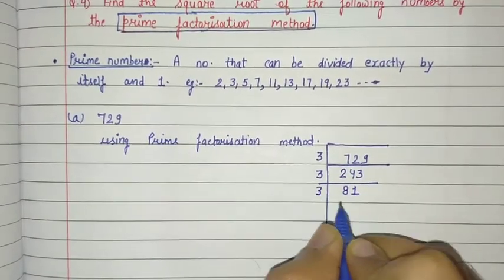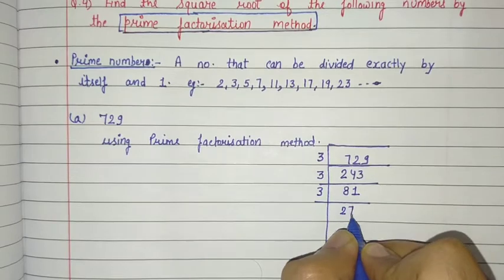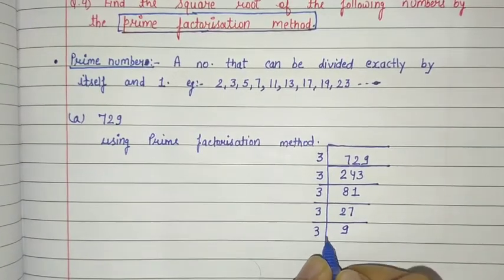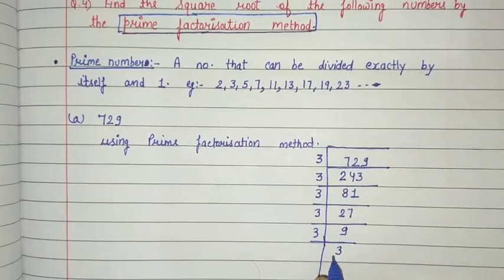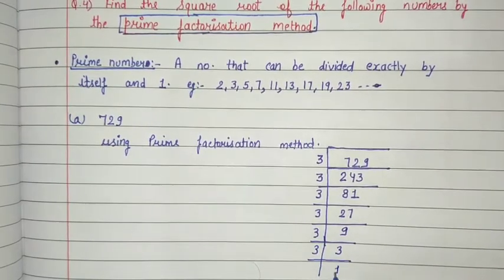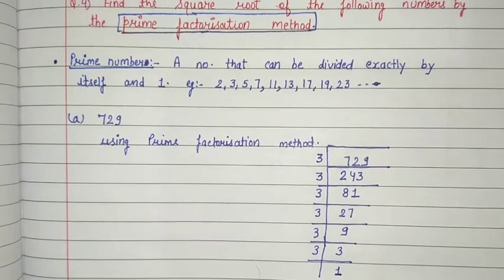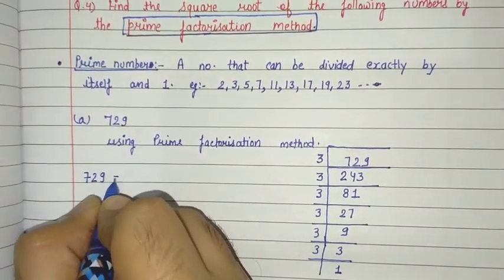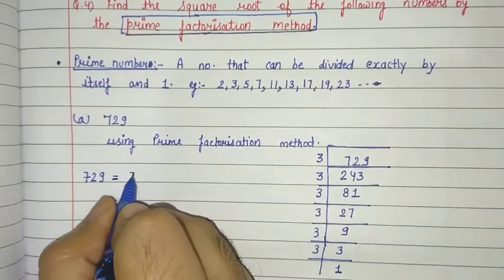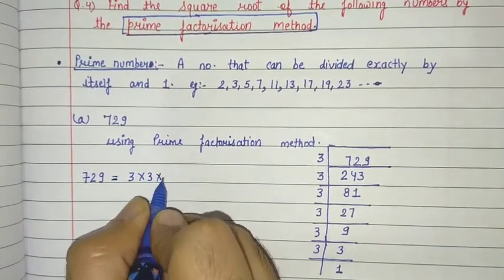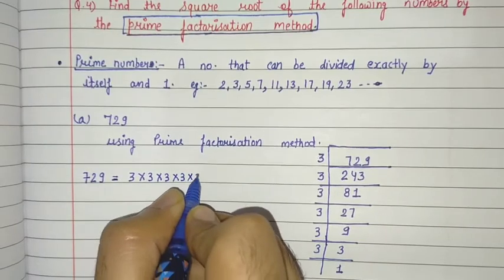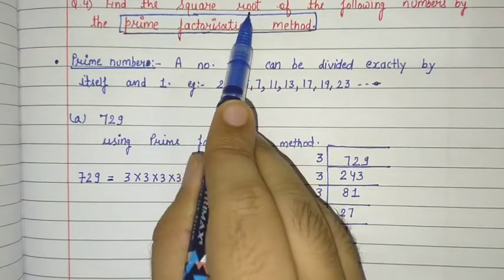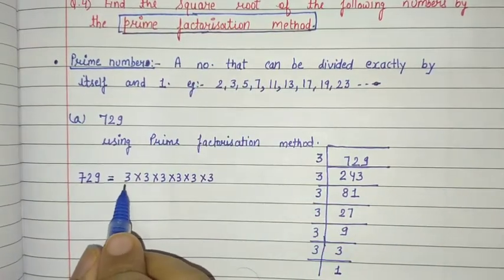81, again with 3. 27, again with 3. Divide with 3, six times in total. Now at last the answer is 1. Prime factorization complete. Here you can write the prime factors of 729. So the answer is 3 multiplied 6 times. Because we are finding the square root, we will make pairs of 2 here.